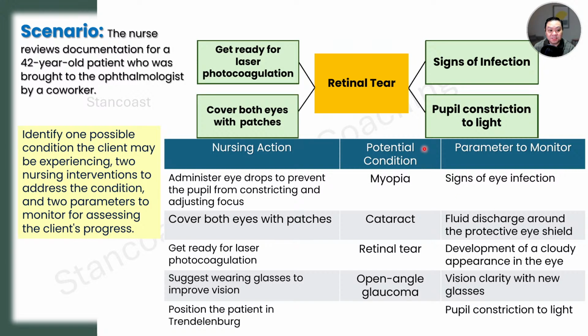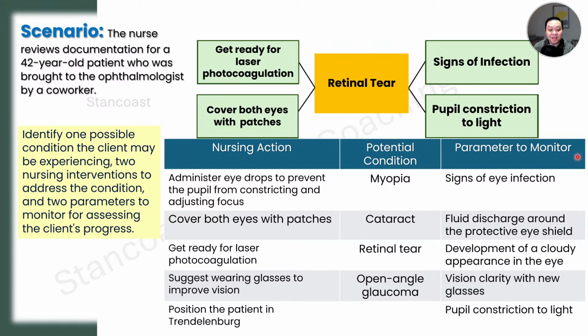Now, if you selected pupil constriction to light, this is also correct because we need to find out if the pupil will be able to function well and respond to the light, ensuring that there is no further damage and also any issues that can affect their vision.